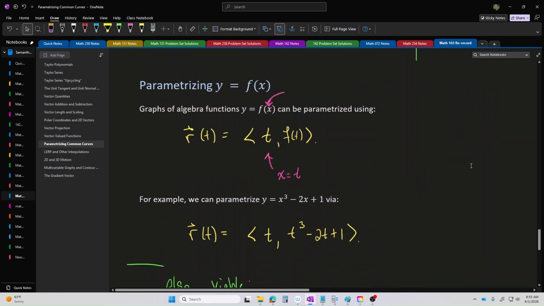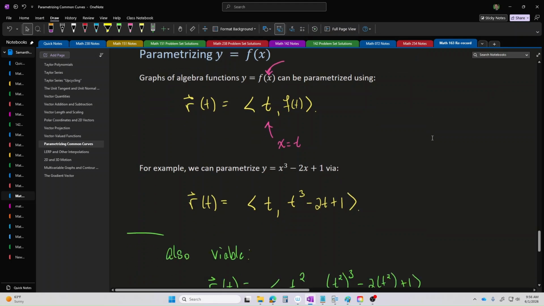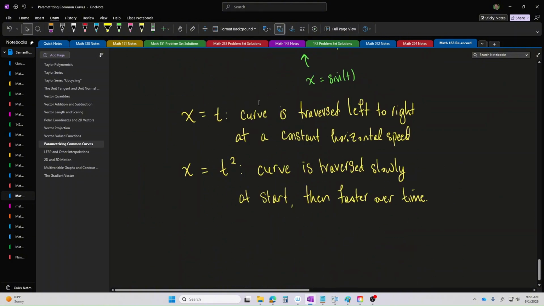Finally, we learned how to parameterize basic algebra functions, y equals f of x. One surefire way to do that is to just set x equals t and then make the y of t function change to match that. Instead of y equals f of x, change it to y equals f of t. And this parameterization will point to different locations along the curve over time. And as time increases, you'll be traversing the curve from left to right at a constant horizontal speed.